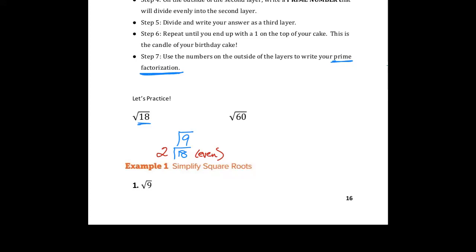Okay? And we are dividing again. I always want to divide. These are going to be prime factors. So I always want to divide by a prime number. Can't divide by 4 or 6 or 10 or any of those.